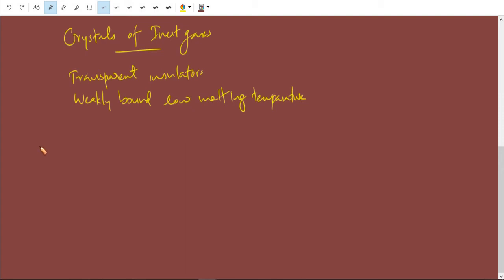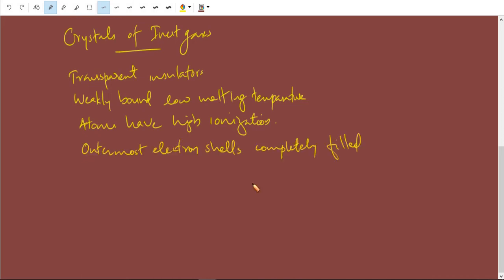Then the atoms of the inert gas crystals have high ionization energy. You know why? The outermost electron shell of the atoms is completely filled. The next point is that the electron distribution around the nucleus is spherically symmetric. So these are the different points in the case of crystals of inert gases.